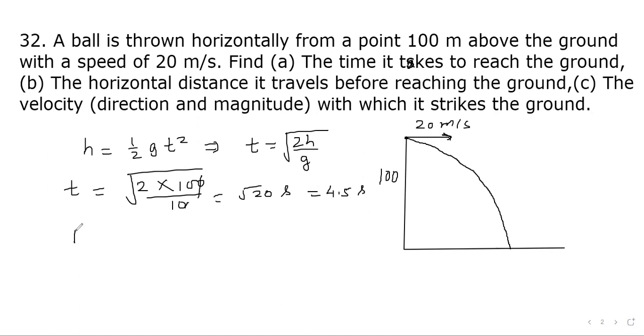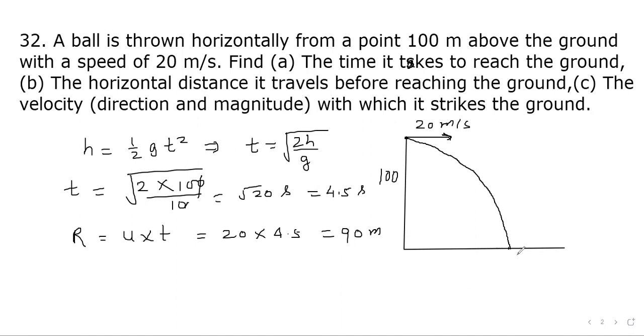Now horizontal range equals horizontal velocity into time. The horizontal velocity is given as 20. The time we have got is 4.5 seconds. So this will be 90 meters. Now we have to find out the velocity.